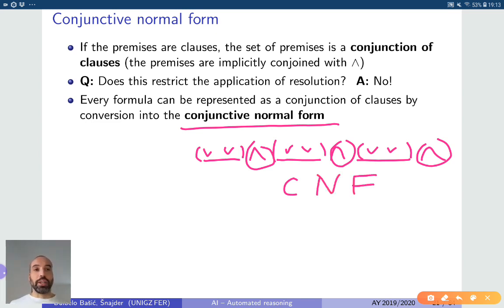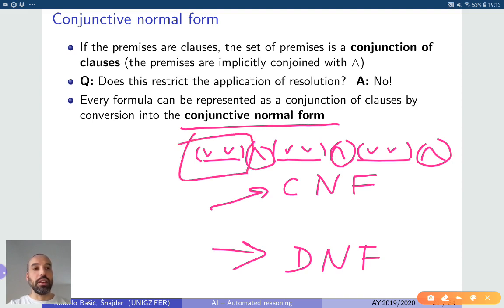The dual form to the conjunctive normal form is the disjunctive normal form, where you would have the or operator as the outer operator and the and operator as the inner operator. And I guess you're probably familiar with the disjunctive normal form from other courses. But here we are now after the conjunctive normal form. If I'm able to get to the conjunctive normal form, then each of these elements in the conjunction is actually a clause, right? Since the clause, per definition, is a disjunction of literals.